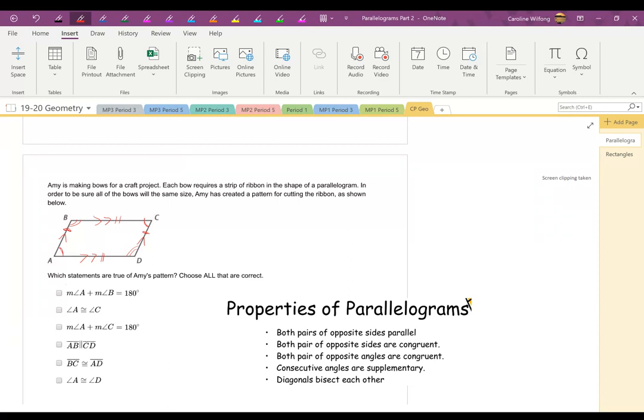And lastly, the diagonals bisect each other. Remember, bisect means cut in half. So when, I'm going to do these in a different color, when diagonal AC intersects with diagonal BD, we know that these two parts are congruent to each other, and these two parts are congruent to each other.